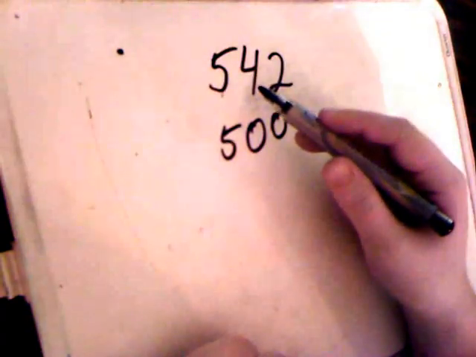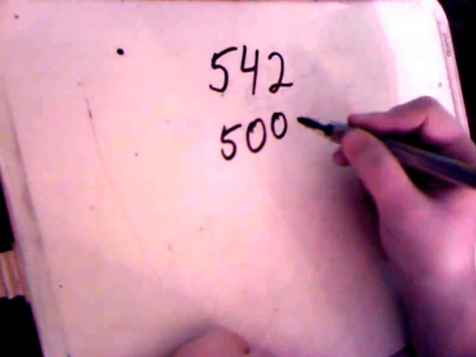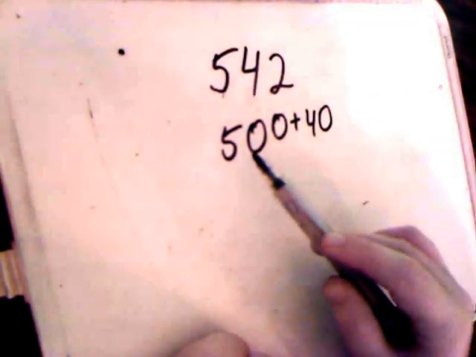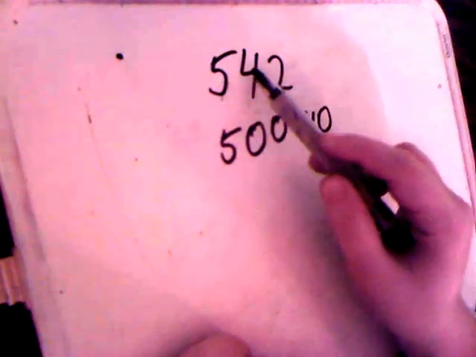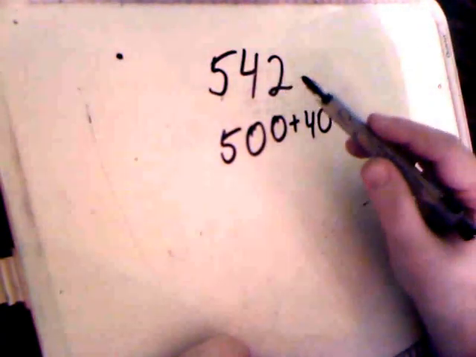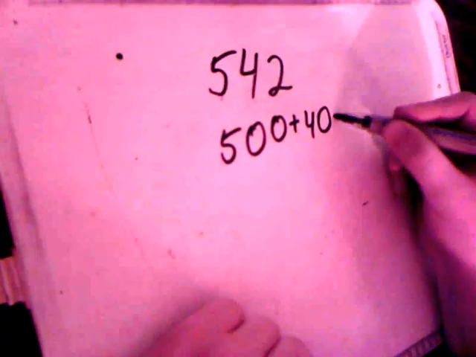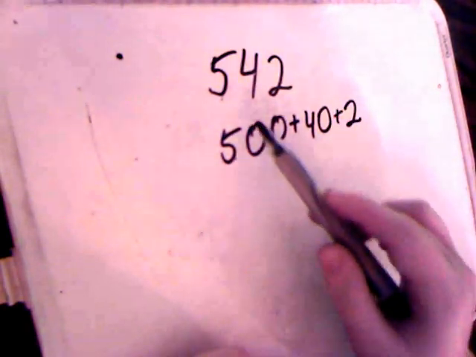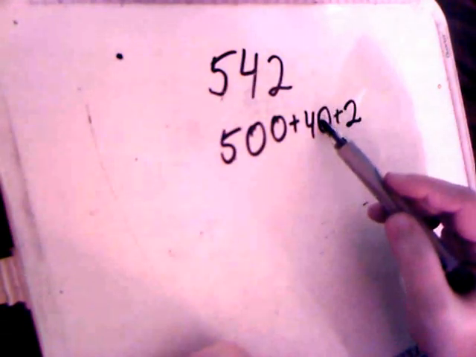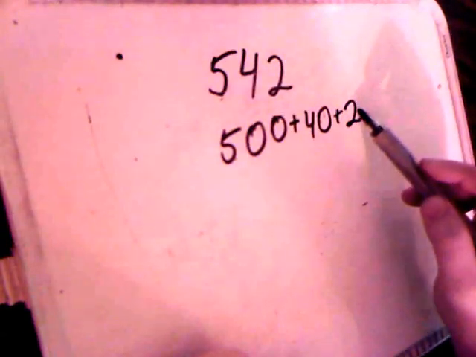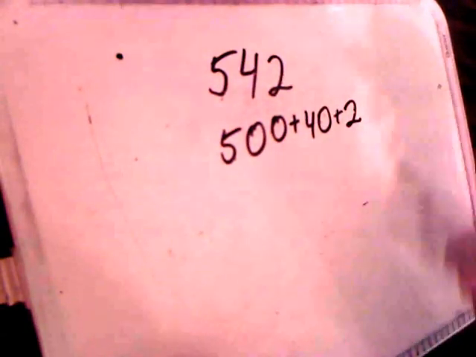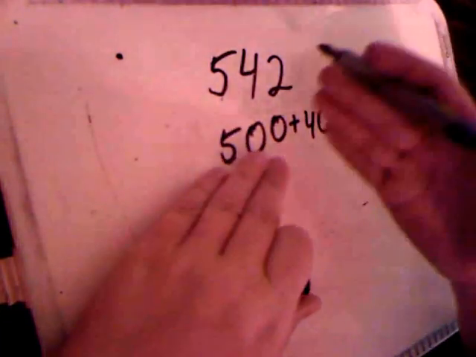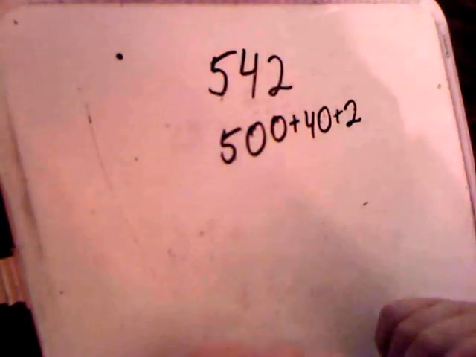This 4 means 40. So we're going to add another 40 onto this. So now we have 540. This 2 just stands for 2, so now we're going to write 2. So now we have 500, 40, 2. Same thing, one's written the long way, and the other's written the shorter way.